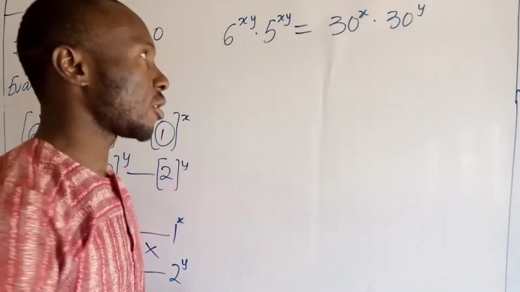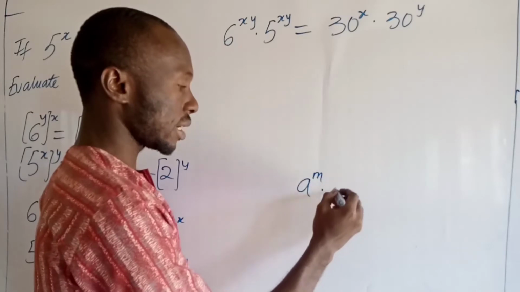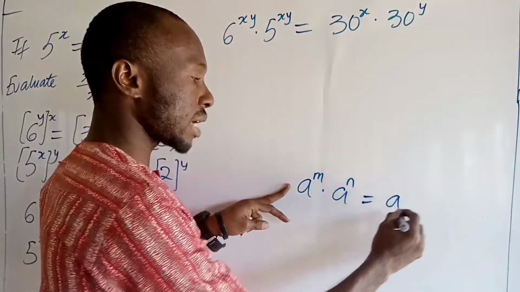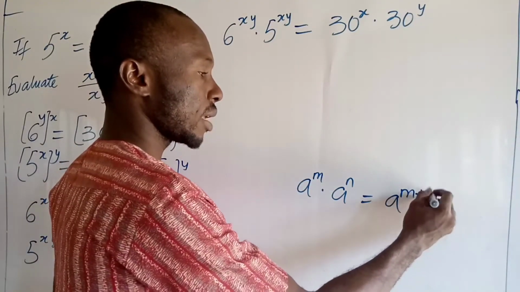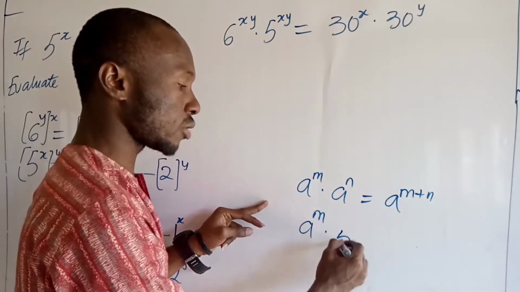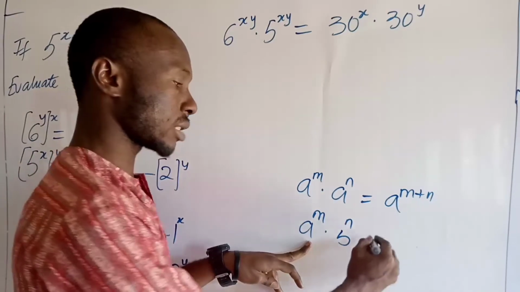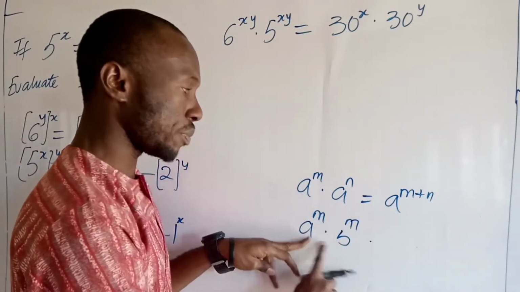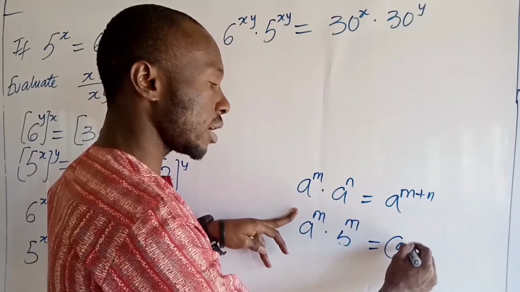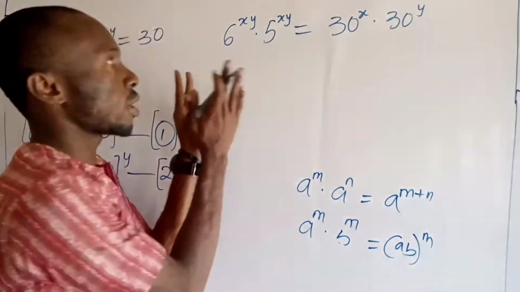Now remember from the laws of exponents: if you have a to the power n times a to the power m, when the bases are the same, you take one of the bases and you add the exponents. And for the second case, when I have a to the power n times b to the power n, the bases are not the same, but the powers are the same. So it becomes ab all to the power n. I hope this is clear. So that is what we are going to use right here.